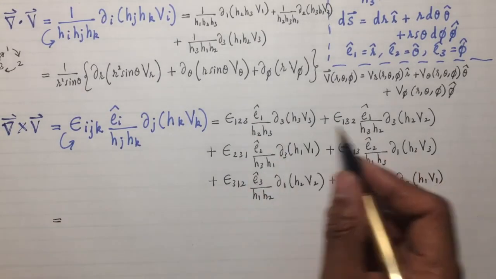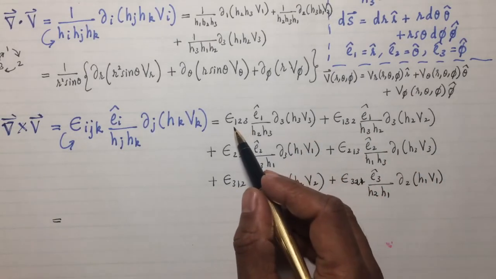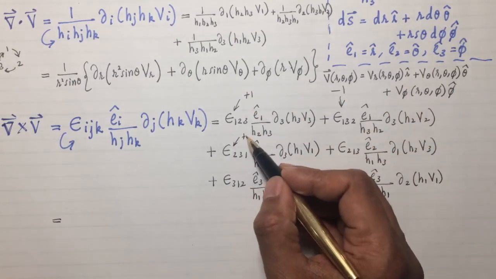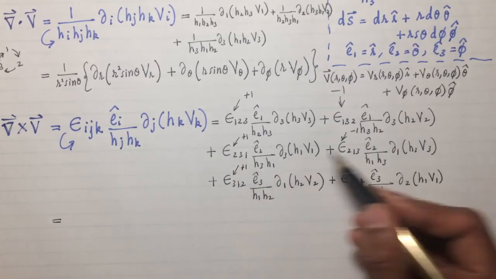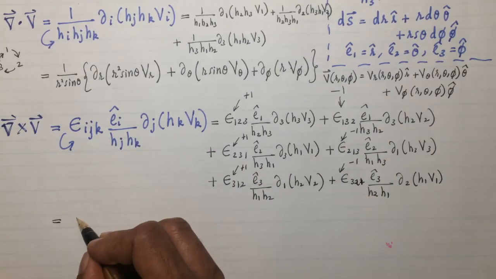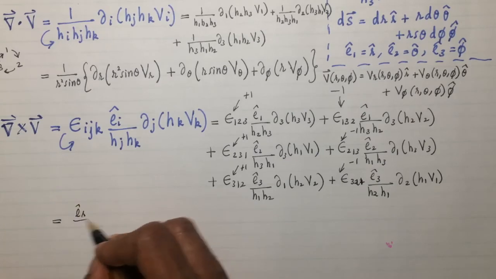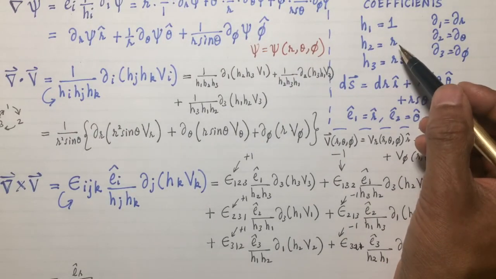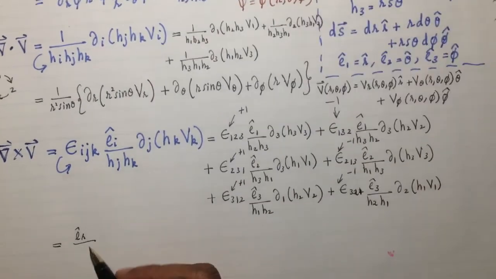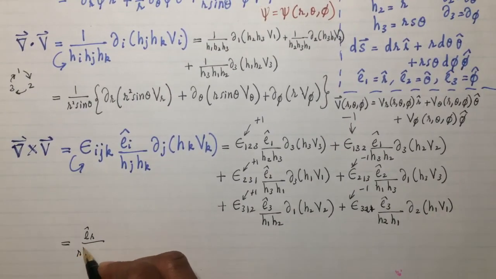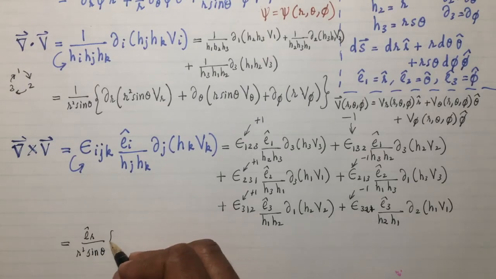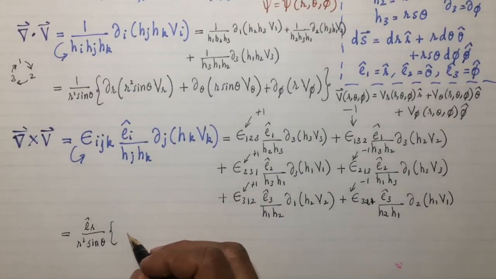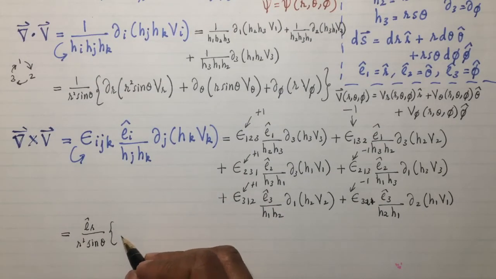So first of all, the first two terms can be combined, because if epsilon 1, 2, 3 is plus 1, epsilon 1, 3, 2 is minus 1. Likewise, that's plus 1, that's minus 1, plus 1, minus 1. So we can easily combine these. e1 hat is just e_r. h2 h3 is common to both, and from our glossary, h2 h3 is just r squared sine theta. So I'm going to write this as r squared sine theta, and then go inside and write the derivative terms from there.